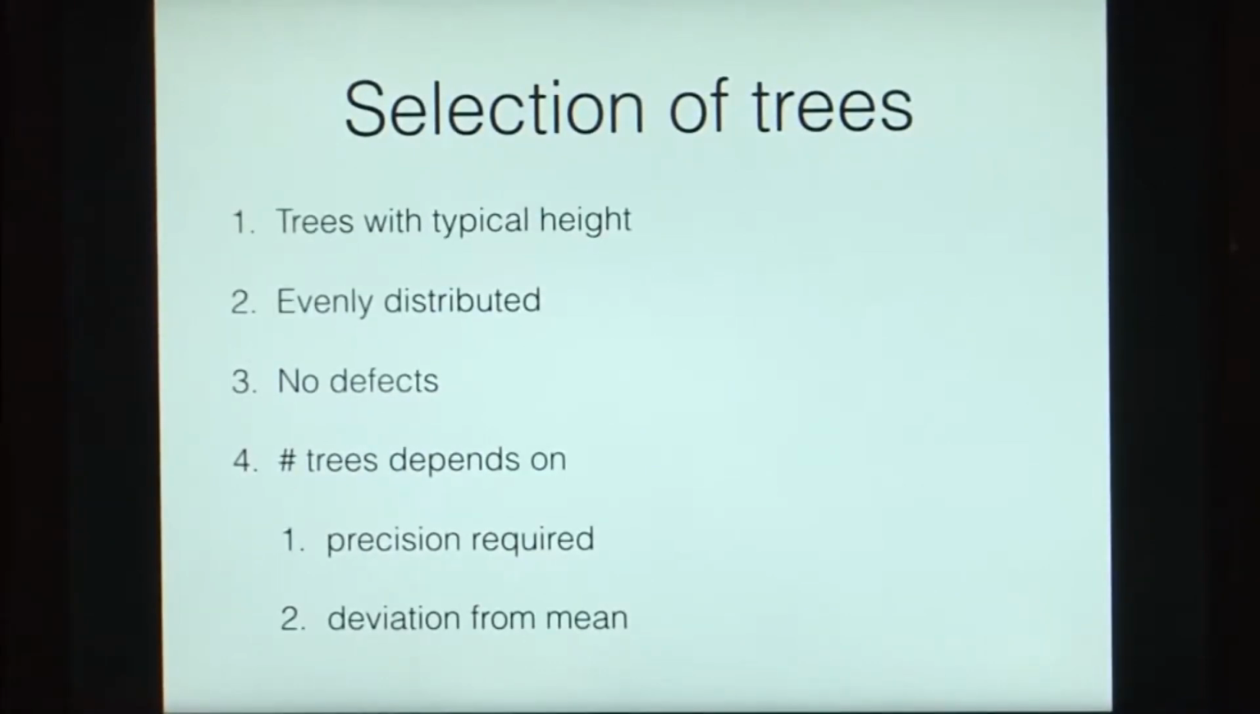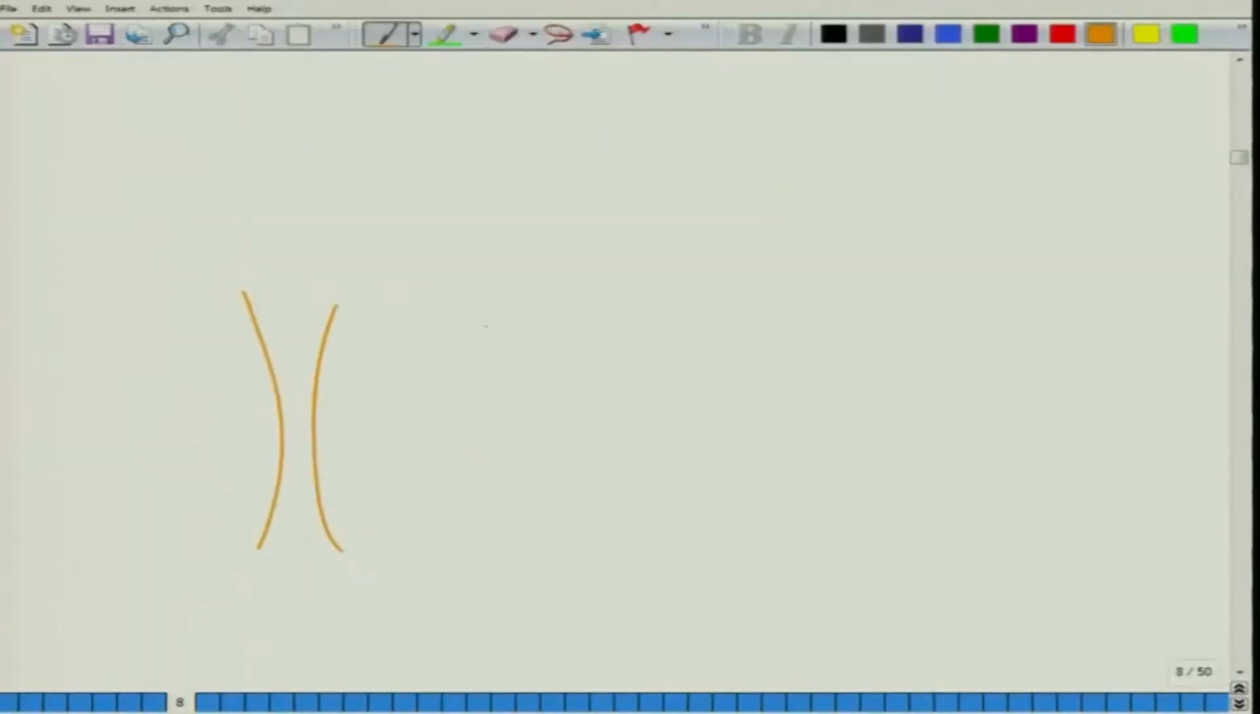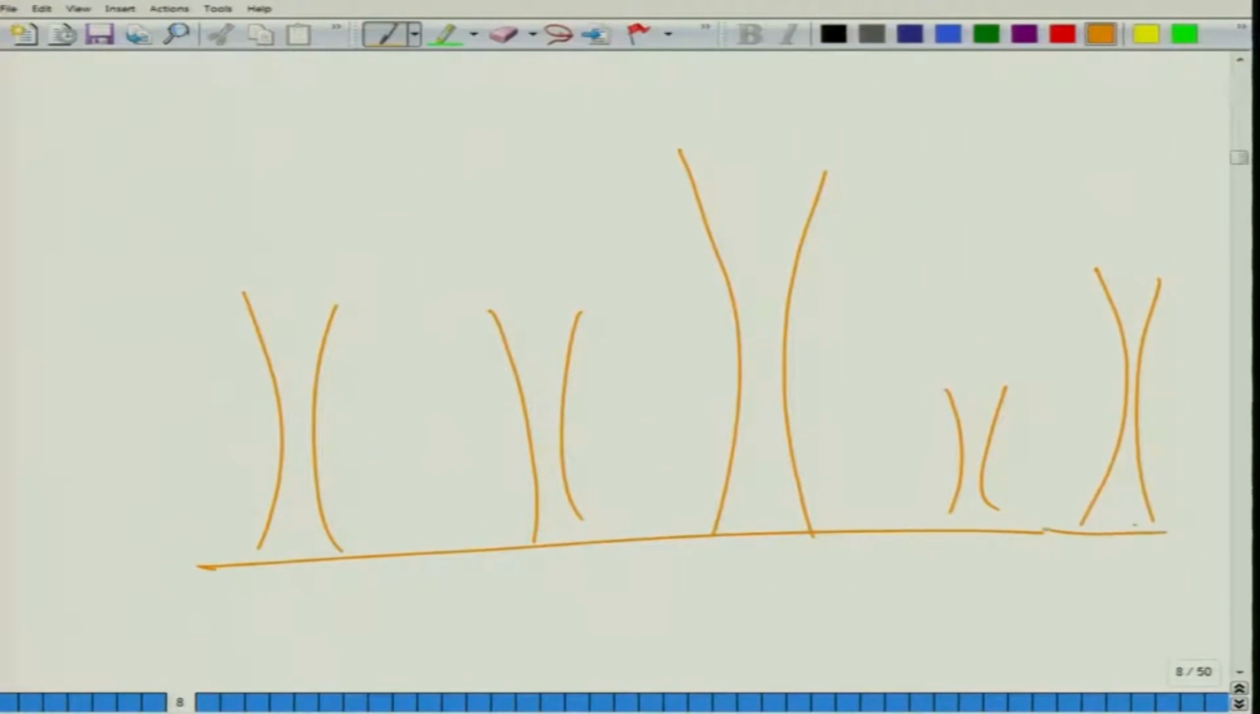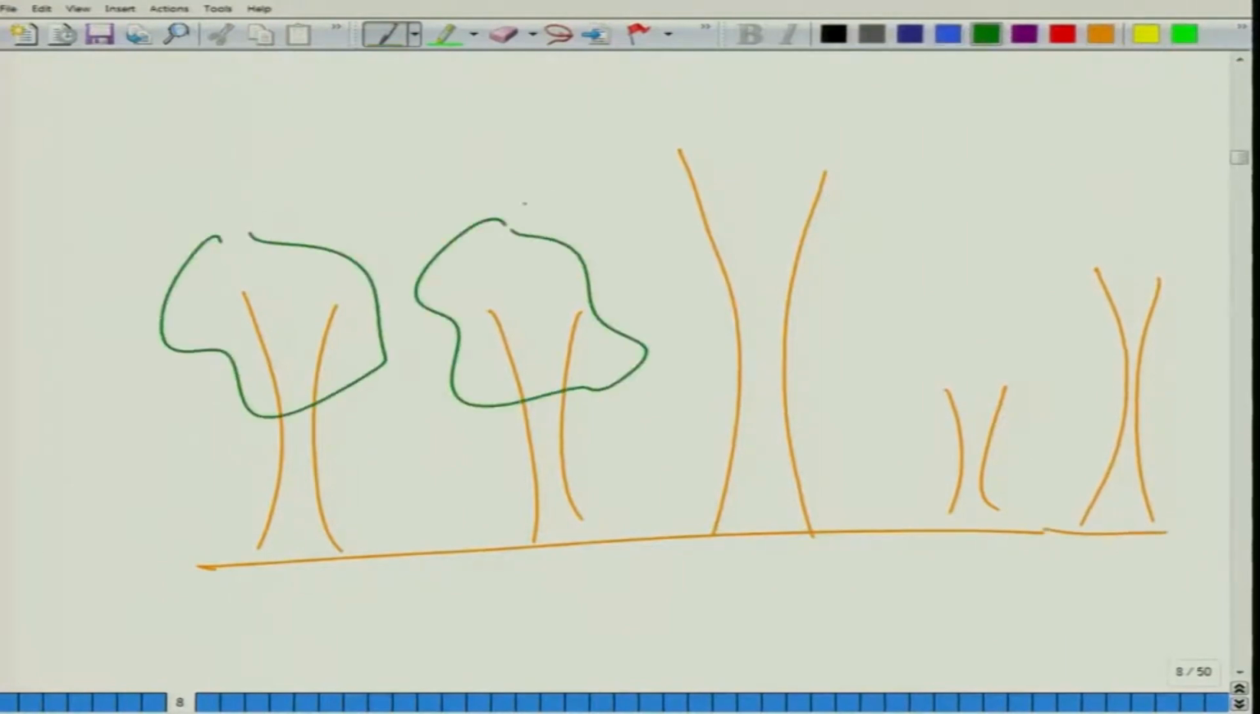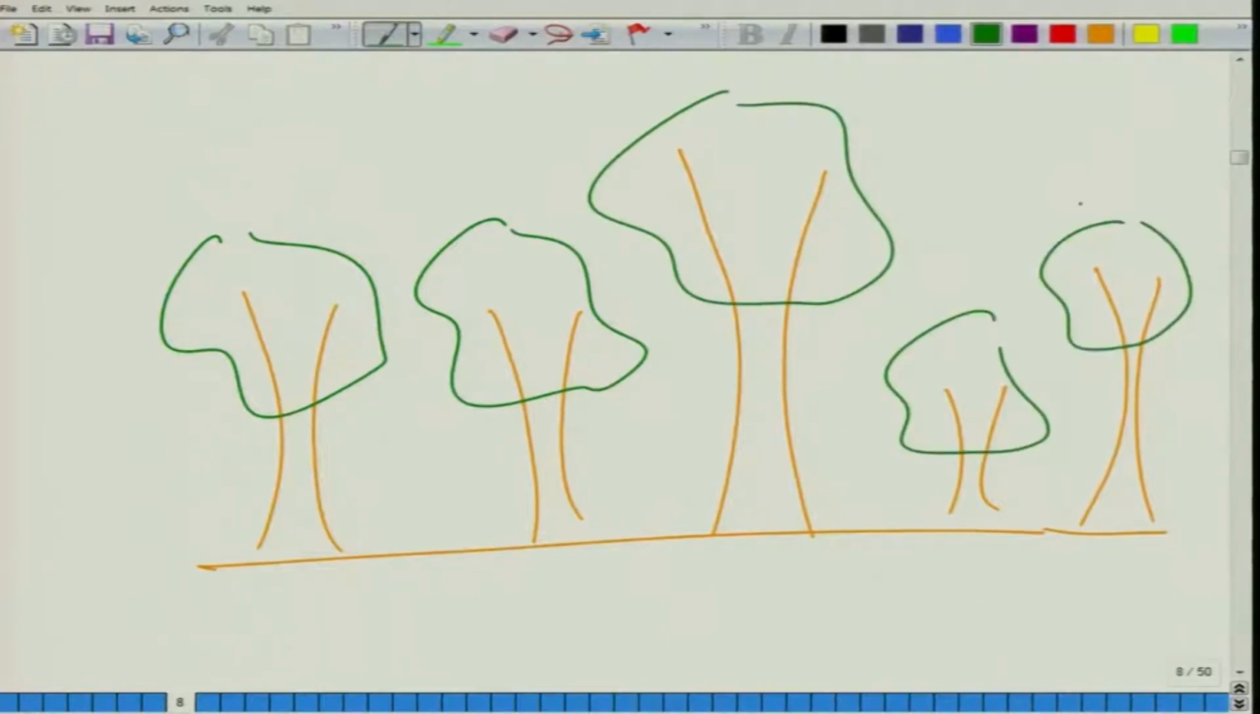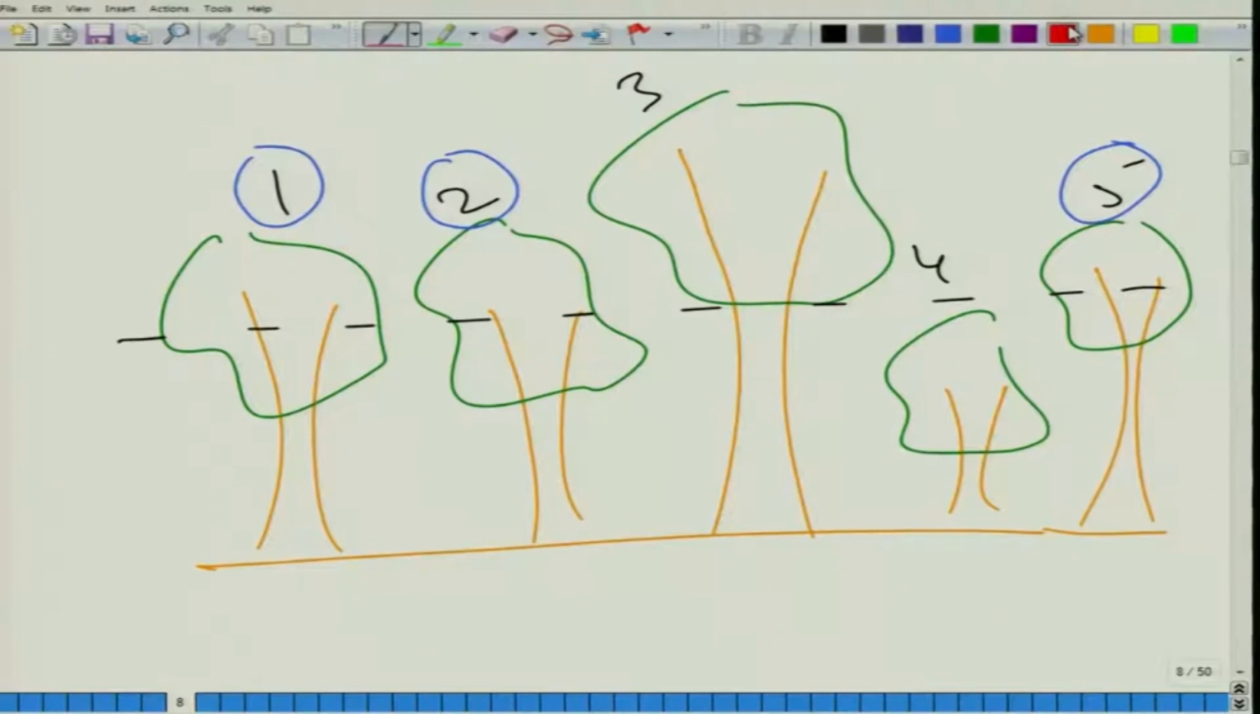So, when we talk about the selection of trees, we need trees with a typical height. So, for instance, if in your forest you have these trees of the same species in the same forest, so what is the typical height? We can say that if we write it as 1, 2, 3, 4 and 5, so we have 5 trees here. If we figured out the average height or the typical height, it would be somewhere like this. So, we can say that tree number 1 and tree number 2 and tree number 5 are the typical trees, whereas this tree number 3 will not be selected for making our volume table because it has a greater height. The tree number 4 will also not be selected because it has a very small height. So, our trees have to be typical in height.